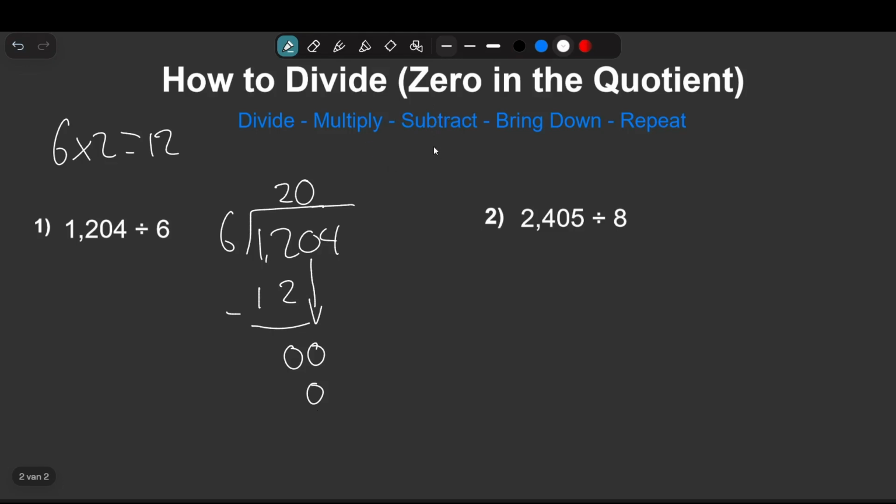And now we have to subtract. So we're going to do 0 minus 0. 0 minus 0 equals 0, of course. And now to the final step, we have to bring down, like this. So we get 0, 4. And now, for the last time, we're going to repeat. How many times does 6 fit into 0, 4? Well, of course, again, 0 times. So we can write the 0 down right here.